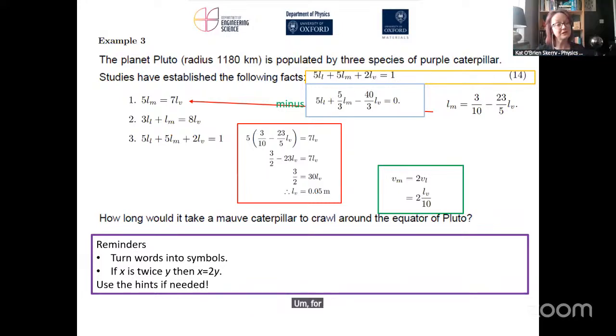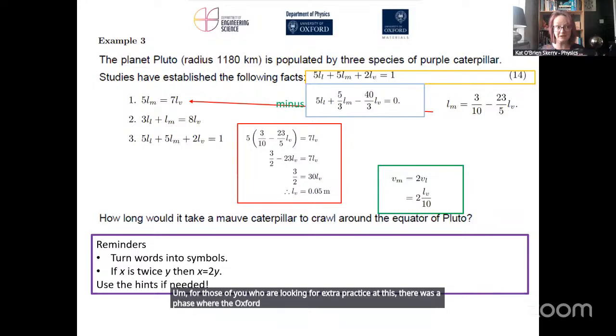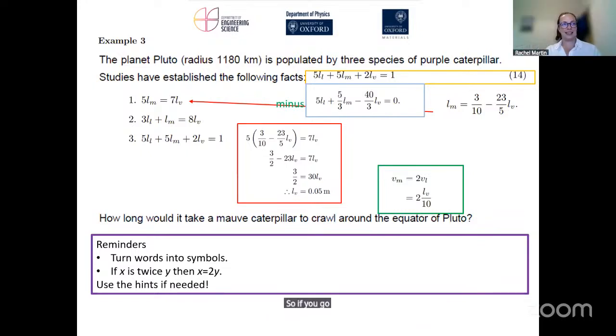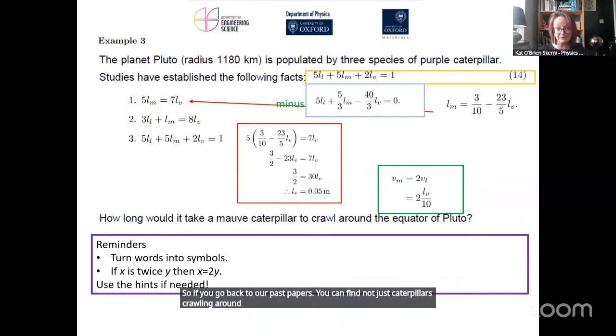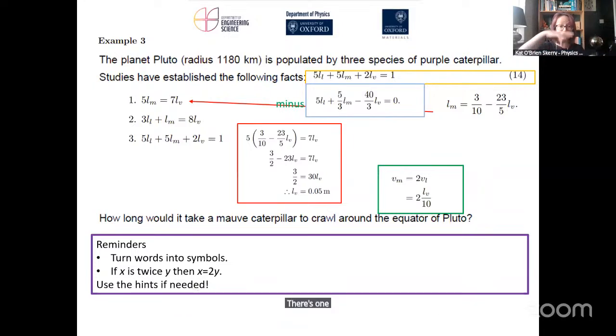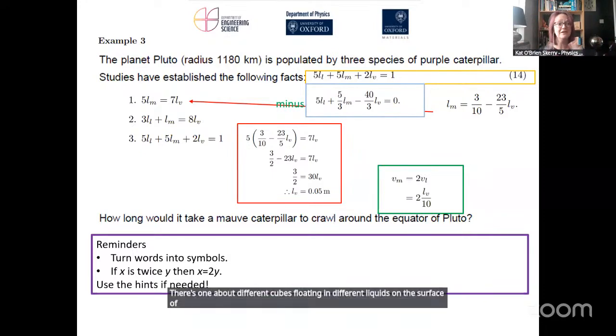For those of you who are looking for extra practice at this, there was a phase where the Oxford PAT had one of these almost every year. So if you go back through our past papers, you can find not just caterpillars crawling around planets, but one about various sized rubber ducks, one about various sized spaceships. There's one about different cubes floating in different liquids on the surface of planets. They are a delight. And if you watch them alongside Rachel's explanation, you'll be able to get through them as well.